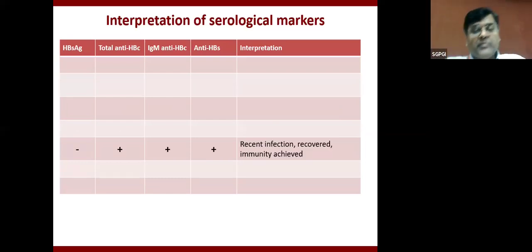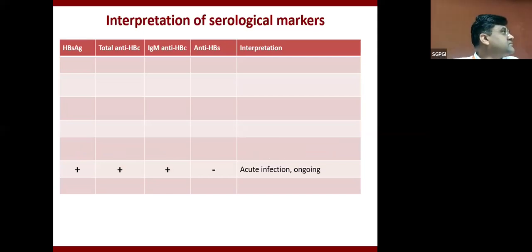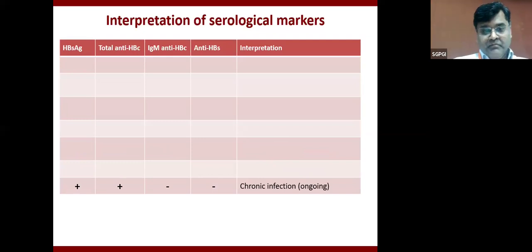And this will help you to differentiate between acute infection and chronic infection, because here IgM is positive, you can see. And the last one: surface antigen positive, total is positive, IgM is positive, anti-HBs negative, means acute infection which has still not resolved and is ongoing, or it has moved to chronic hepatitis B, right? In chronic hepatitis B, with time, IgM will disappear from 6 months to 9 months, so you will get only total antibody. IgM will also be diminished. Is it making sense?